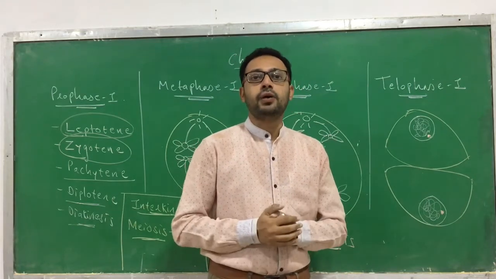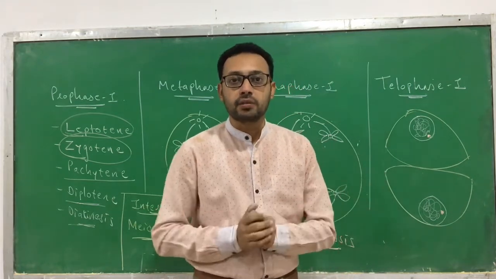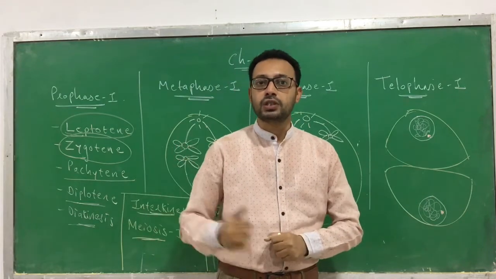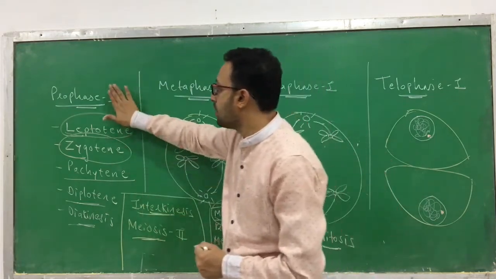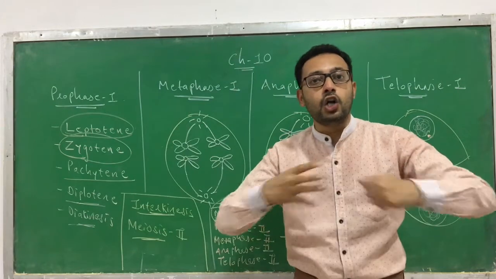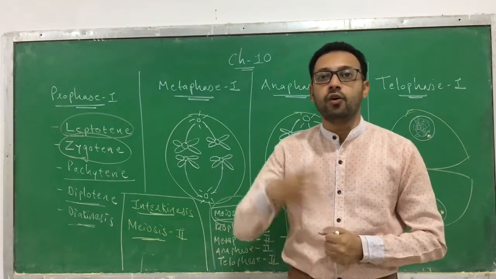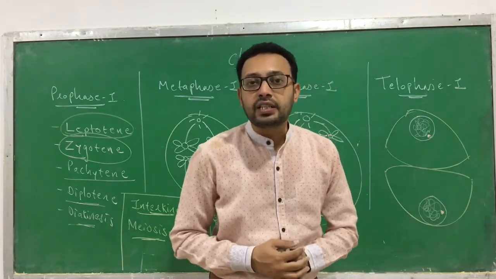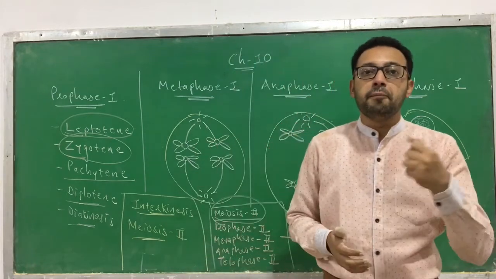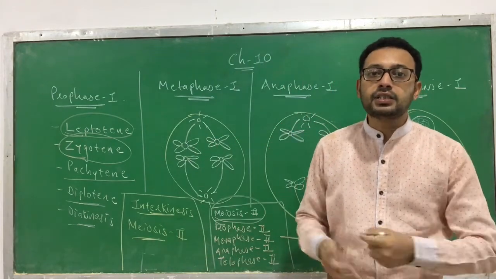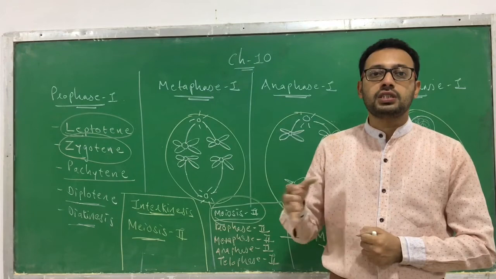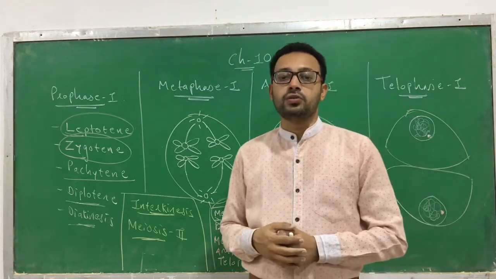So that is all about the meiosis process, meiosis 1 and meiosis 2. The most important thing is prophase 1, which is of longer duration. I have already told you that even in some vertebrates, this prophase 1 may take years and months to finish. So this is what we call meiosis.